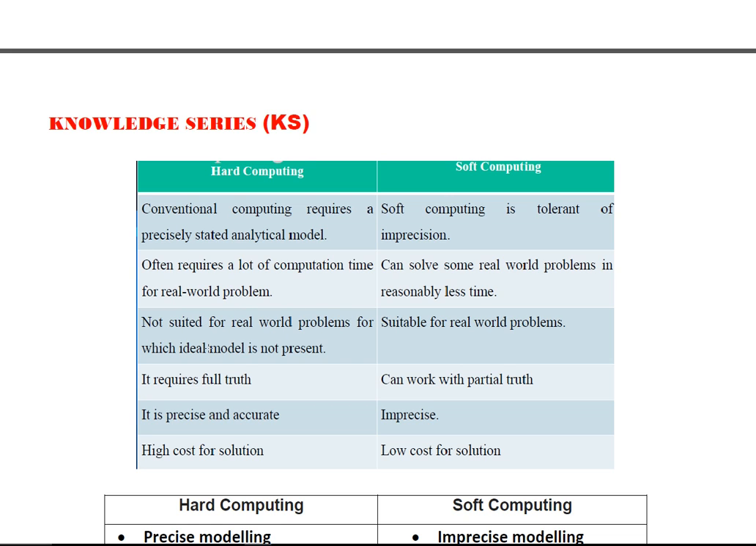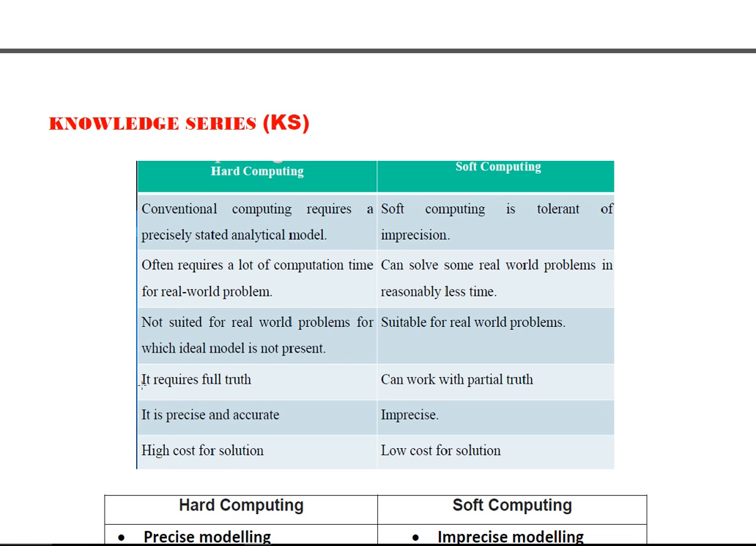Hard computing is not suitable for a real-time problem for which an ideal model is not present. In the real world, problems keep on changing, so in that case the model has to change accordingly. Whereas soft computing is suitable for a real-time problem because the model can be flexible, and the model can keep on improving. Improvement will be there in the model, and the model can keep on changing depending upon the situations of the given input and or output.